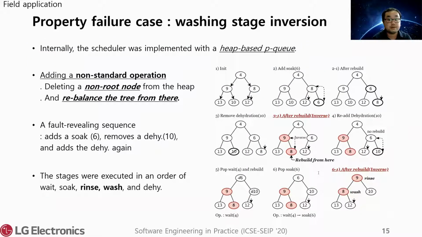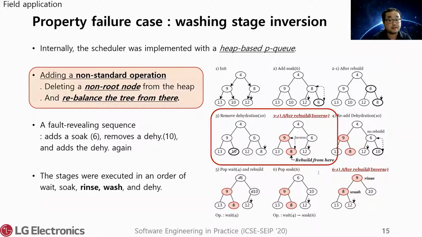This slide shows one of the failures. Washing stage, rinse and wash was inverted. Washing machine uses heap to implement the scheduler. This bug was caused by a developer's mistake of adding an invalid heap operation.